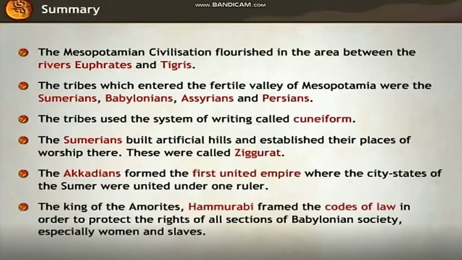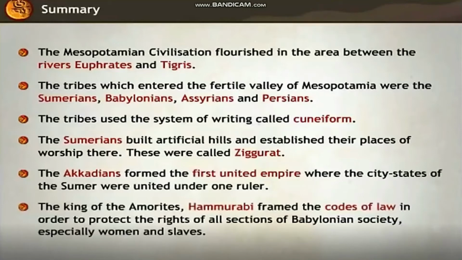Now, you have learned about Mesopotamian civilization, which was fascinating everyone in the ancient world and even today. Now, let's summarize the important points. The Mesopotamian civilization flourished in the area between the rivers Euphrates and Tigris. The tribes which entered the fertile valley of Mesopotamia were the Sumerians, Babylonians, Assyrians, and Persians. The tribes used a system of writing called cuneiform.